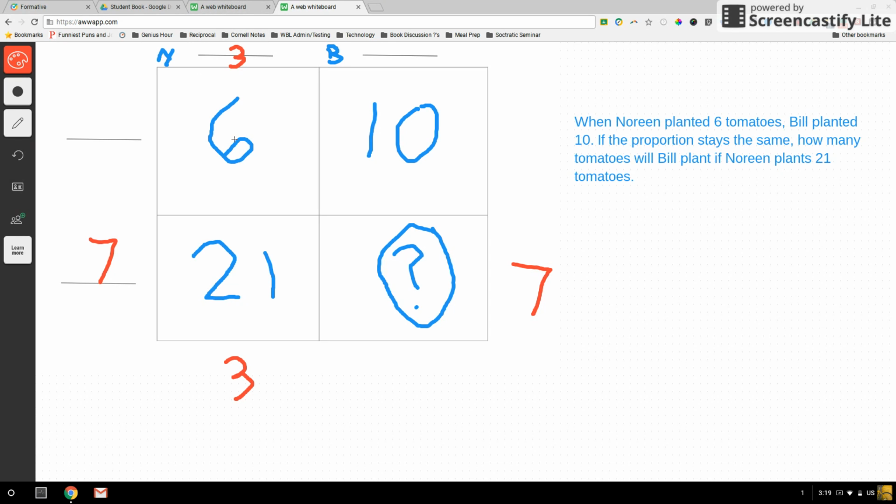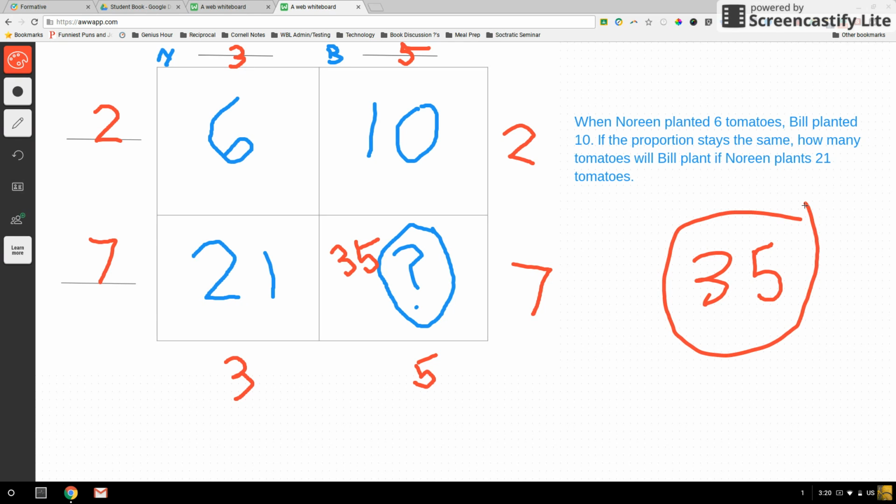Go up here, 3 times what equals 6? Well, 3 times 2 equals 6. I move that 2 all the way over. Bada bing, bada boom. Now I look at 10. What times 2 equals 10? Well, that would be 5. Take my 5, bounce it over. Now I can figure out this last missing number because I have the 2 factors, 7 times 5, telling me my answer is going to be 35. So if Noreen plants 21 tomatoes, Bill will have 35 tomatoes.